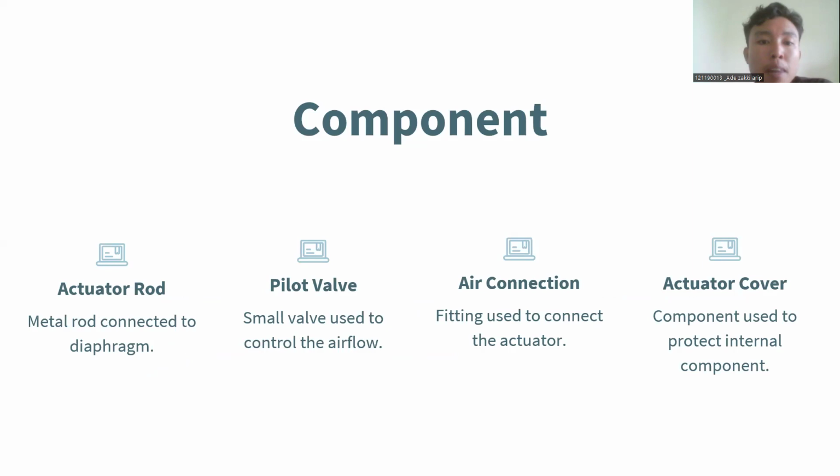Next is the pilot valve. The pilot valve is a small valve used to control the flow of air into the diaphragm housing. This pilot valve is controlled by a pneumatic or electric signal. Next is the air connection. The air connection is a fitting used to connect the actuator to a source of compressed air. And the last is the cover. The cover is a component used to protect the internal components of the actuator from dust and dirt.